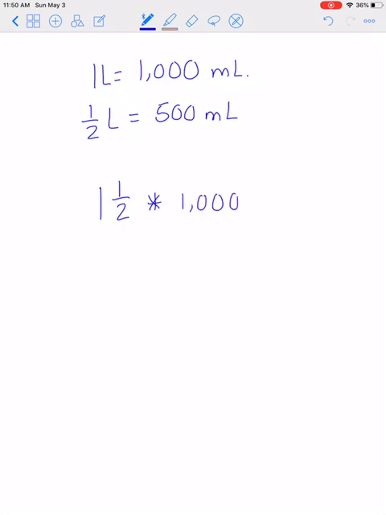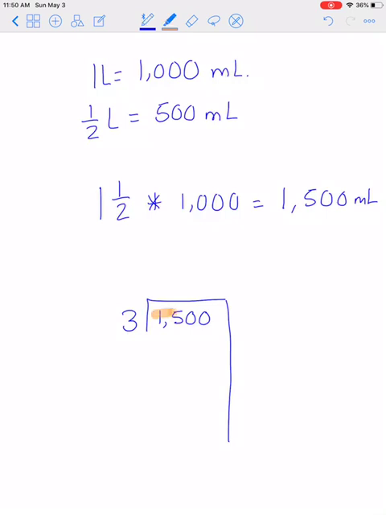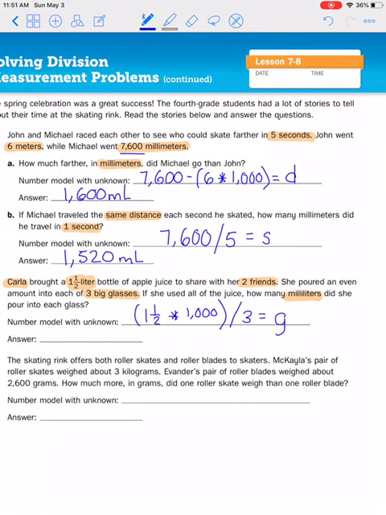Times 1,000 will give us 1,500 milliliters. So now I have to take that 1,500 milliliters and divide it by 3. I don't even need to do partial product here because I know that 15 is a multiple of 3. 3 times 5 is 15, so 3 times 500 would give us 1,500. So our answer is 500 milliliters are going to be in each of the glasses that Carla poured.